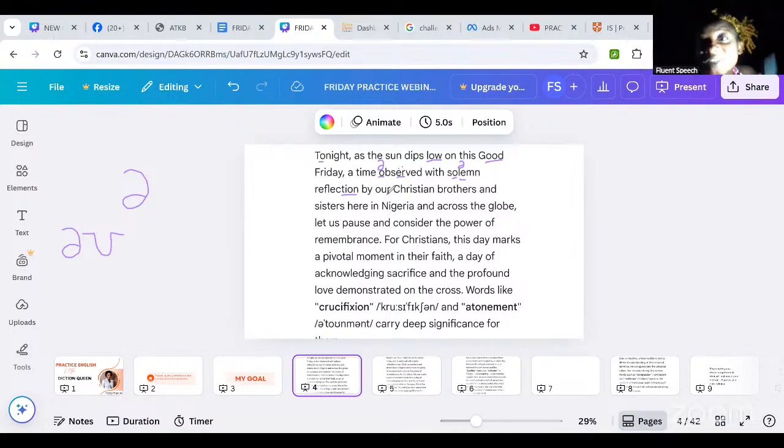Now, the first entry in the dictionary is actually Christian. The T and I sounds like CH. Christian. By a Christian. So whether you're a Muslim or a Christian, it is important you know how to pronounce this word, right? So it is Christian. Christian brothers and sisters.